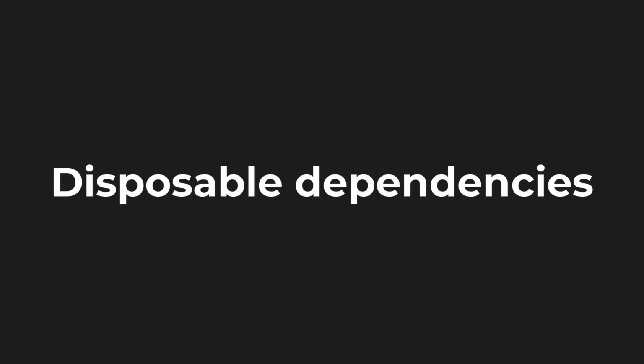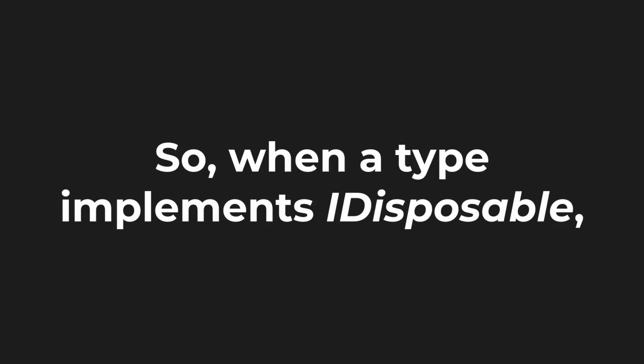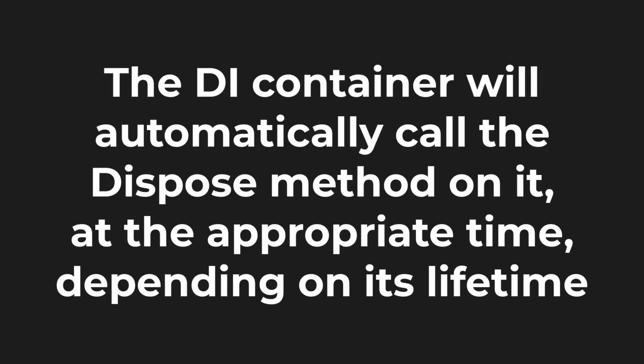In this video, we're going to talk about disposable dependencies. In .NET, the built-in dependency injection container is responsible for managing the lifetimes and disposal of objects it creates, particularly those that implement IDisposable. So when a type implements IDisposable, the dependency injection container will automatically call the Dispose method on it at the appropriate time, depending on its registered lifetime.